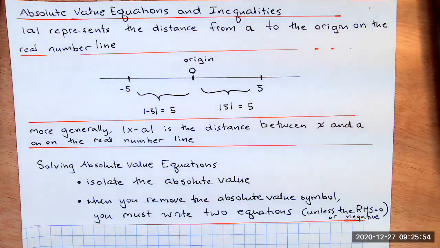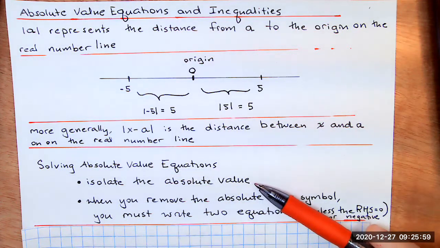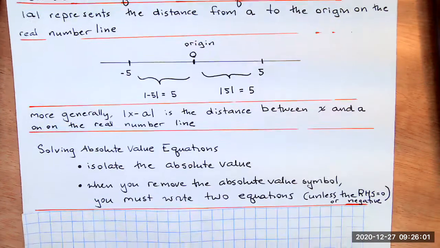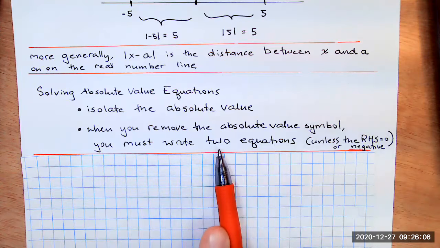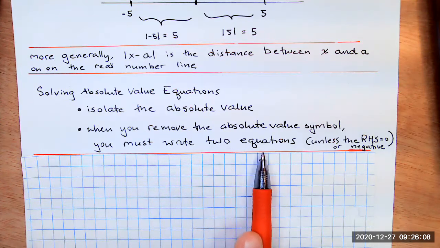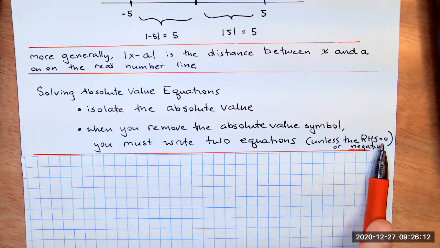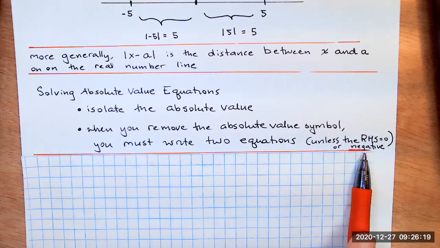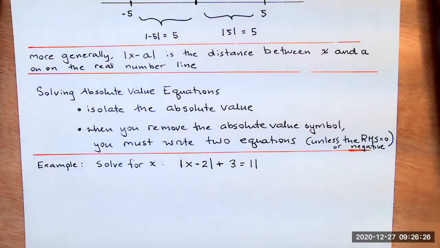All right, solving absolute value equations. The first thing you want to do is isolate the absolute value. And then when you remove the absolute value symbol, you have to write two equations. Now that's only if the right-hand side is a positive number. If the right-hand side is 0, you're only going to get one equation because 0 cannot be positive or negative. Or if the right-hand side is negative, and we'll talk about that in another example. But let's do a simple example first.